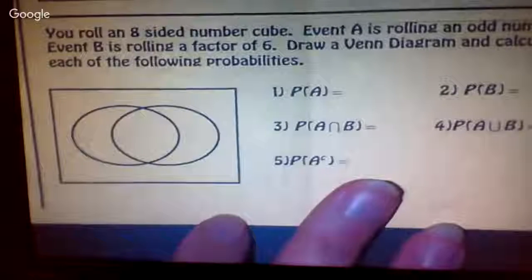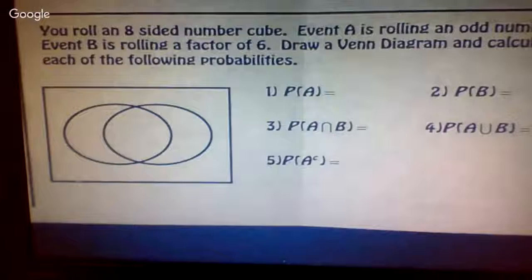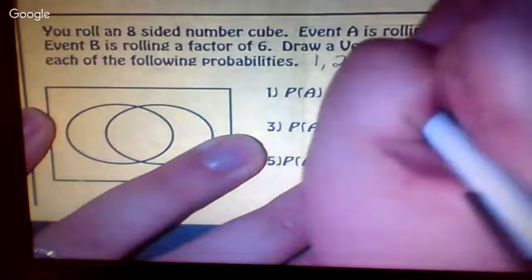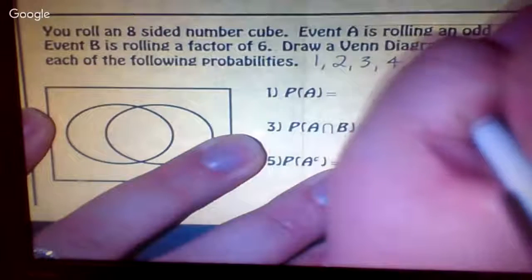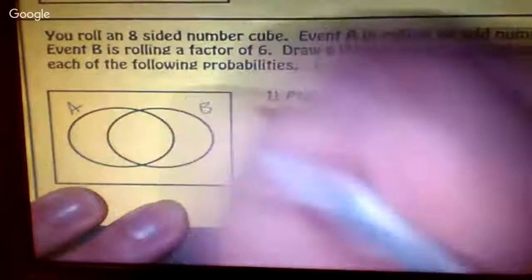Okay, let's try the last one here. Everybody write your numbers down. Okay, we've got an 8-sided number cube. So again, the easiest way I found to do a Venn diagram is to write them all down first. And again, we're going to put A on the left, B on the right.